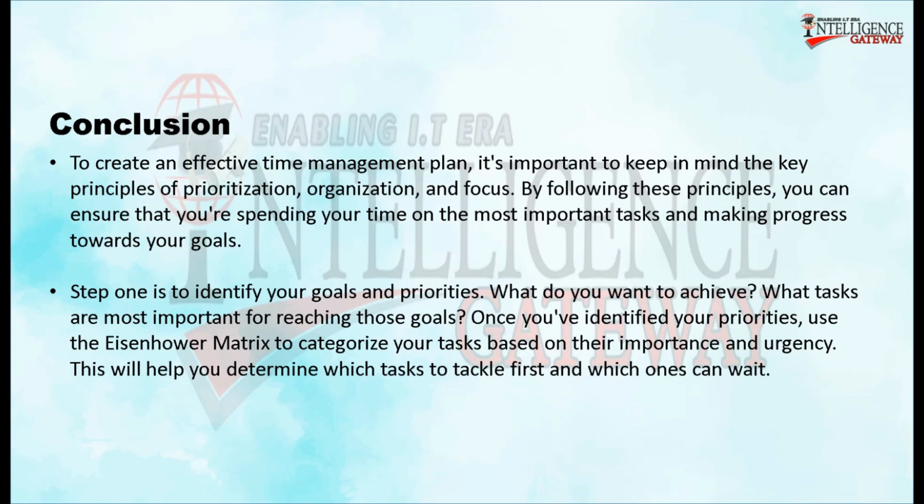Step 1 is to identify your goals and priorities. What do you want to achieve? What tasks are most important for reaching those goals? Once you've identified your priorities, use the Eisenhower matrix to categorize your tasks based on their importance and urgency. This will help you determine which tasks to tackle first and which ones can wait.